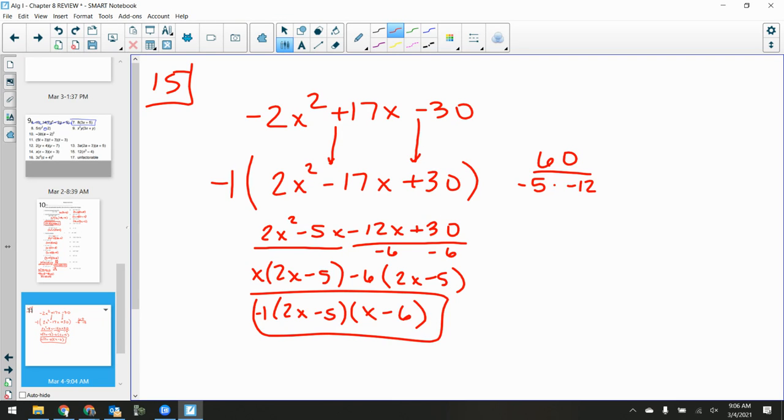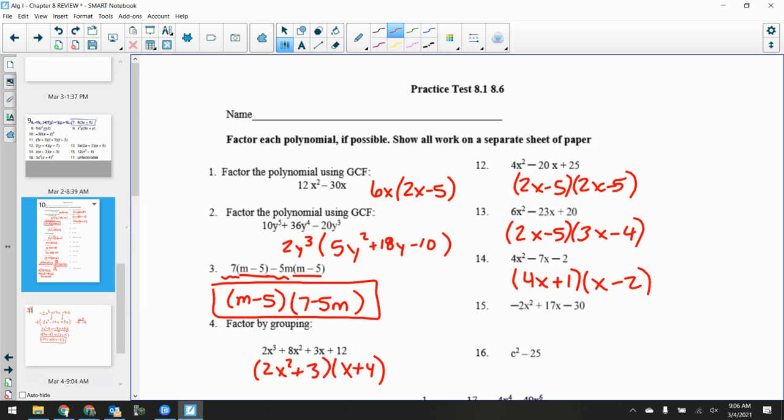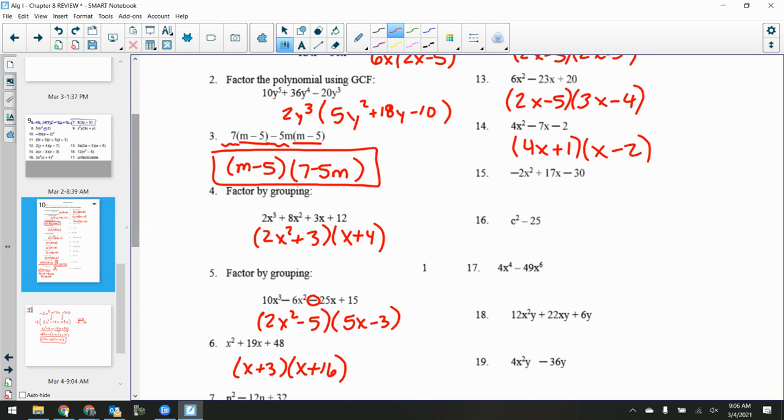16. Who had 16? I think I saw it on the right side of Will's board. I think this is correct. You write C minus 5, C plus 5. That is correct. Not a lot of work to show for that one. I'm going to rewrite the answer here for number 15 as well. So I got a -1, 2x minus 5, x minus 6. And this is C minus 5, C plus 5. Good.